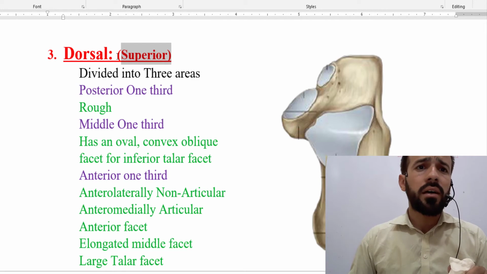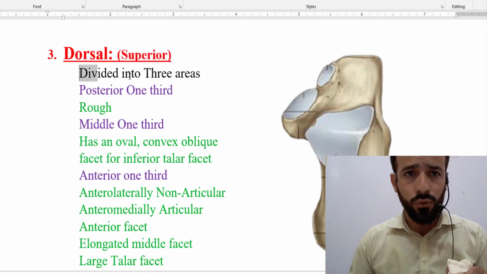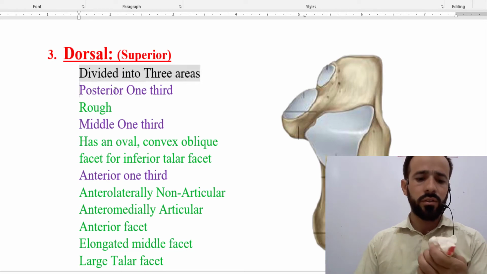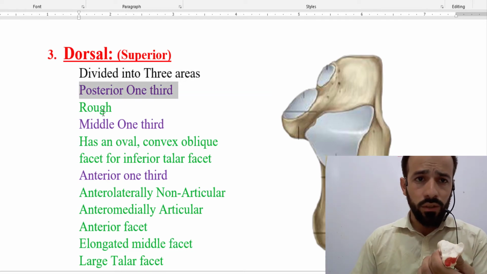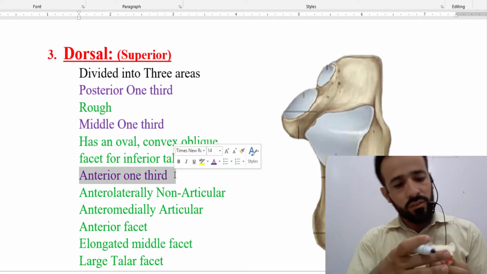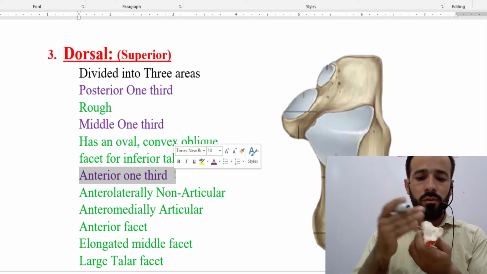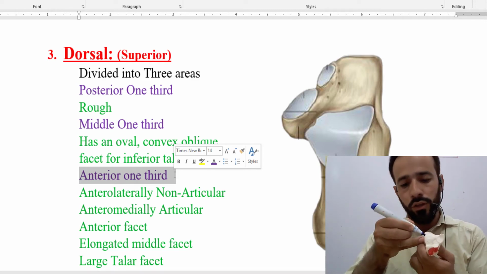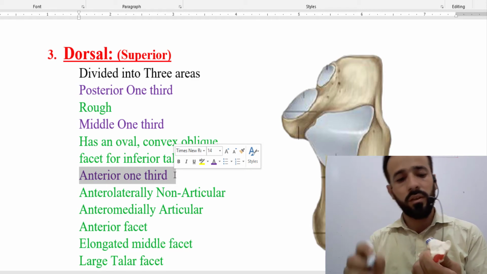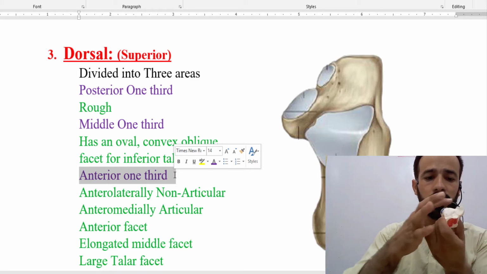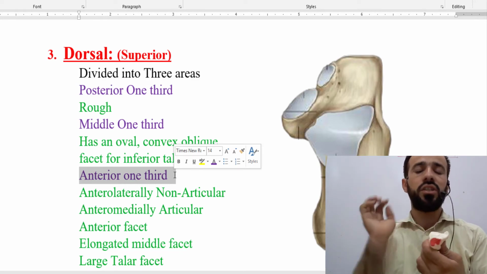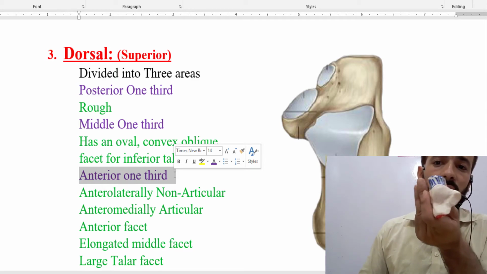My friends, the dorsal surface is divided into exactly three areas. And what are those? There is the posterior 1/3, then there is the middle 1/3, and then there is the anterior 1/3. So you can see here, this is the dorsal surface of this bone, and it is divided into three areas. This is the posterior 1/3, the posterior 1/3, this one. Then there is the middle 1/3, and then there is the anterior 1/3 of this bone.